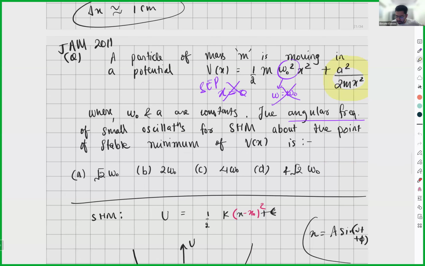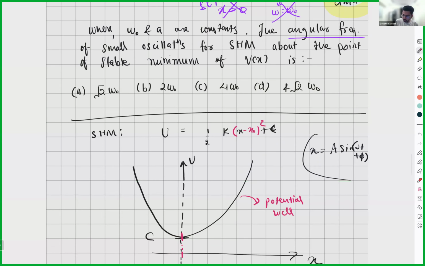Clearly you can see that there is an extra term, a square by 2m x square, which is not constant. If it were a constant, मान लो वो second term constant होता, then we could have said that the system has a stable equilibrium about x equal to 0. Here, because there is a term involving x, a square by 2m x square वाला जो term है, due to that term, your stable equilibrium point is not at x equal to 0. So first, you have to find where that point is. ठीक है. Small oscillation के लिए where that point is my first task.